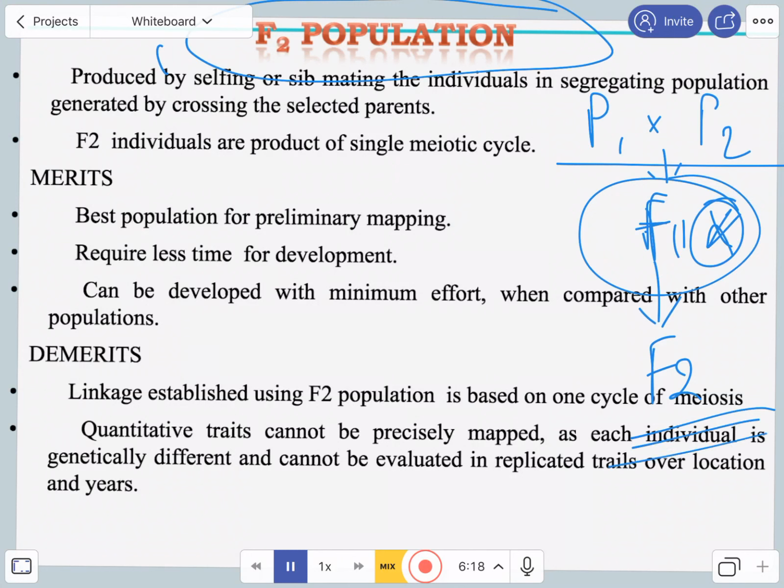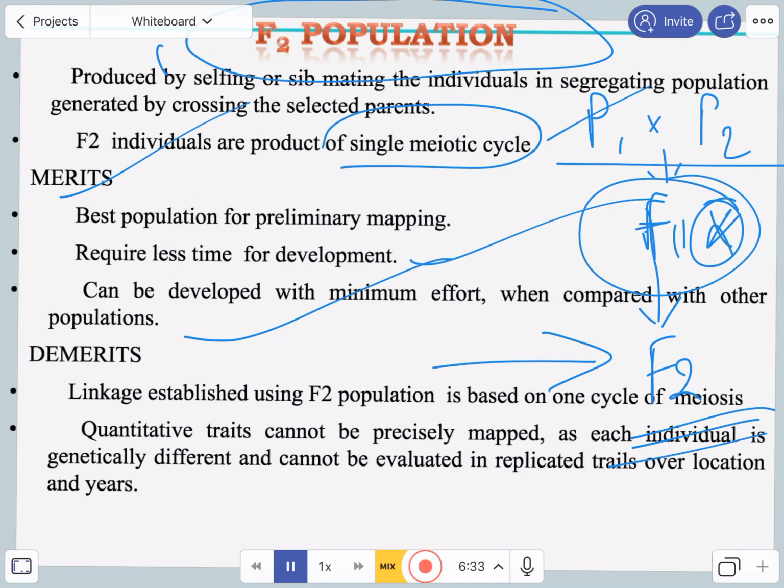These are produced or generated by crossing the selected parents. F2 individuals are the product of a single meiotic cycle. Merits: this is the best population for primary mapping. It requires less time for development and can be developed with minimum effort when compared with the other populations.